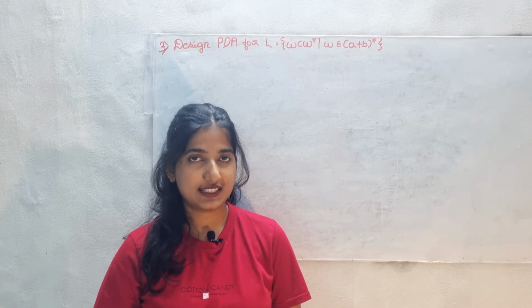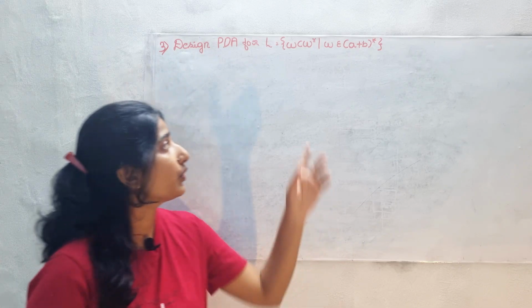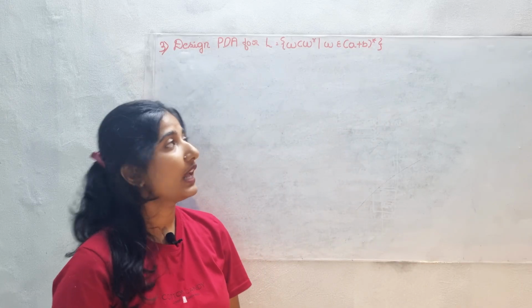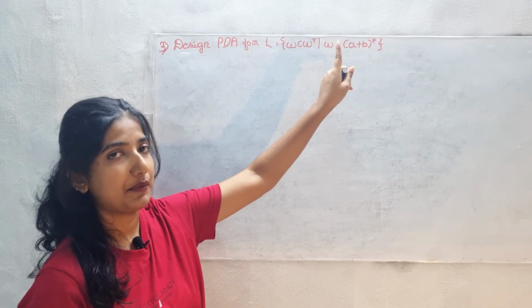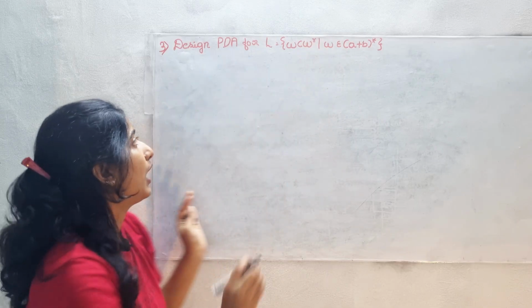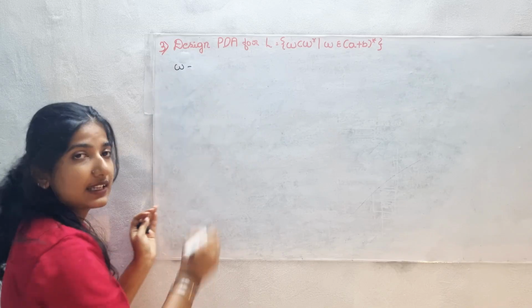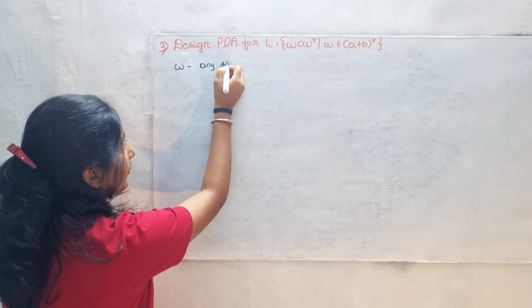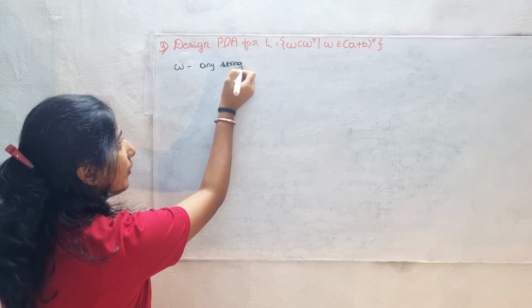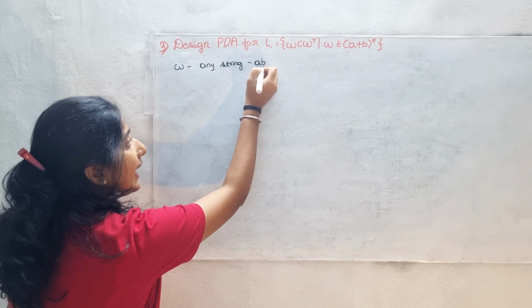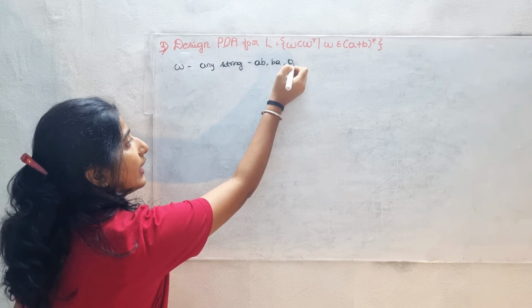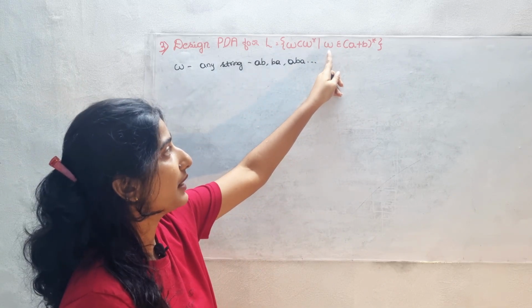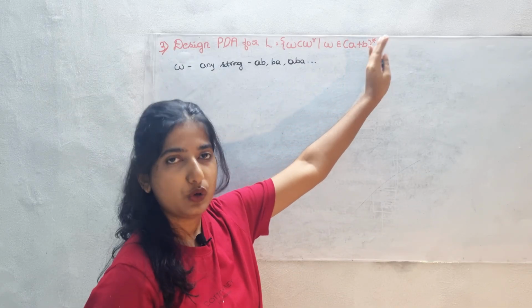In today's video, let us design a PDA for the language L = wcwᴿ, where w belongs to (a+b)*. Okay, so what does it mean? wcwᴿ means it is a palindrome. How? w means any string of a's and b's, which means it can be ab or ba or aba, any combination of a and b. Why is it a and b? Because w belongs to (a+b)*.